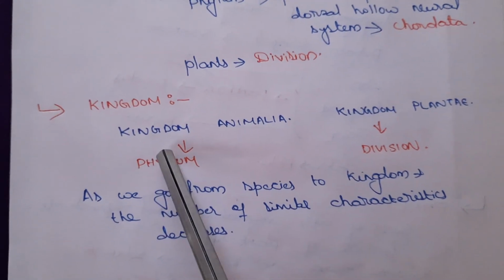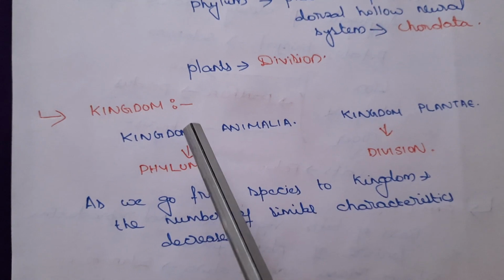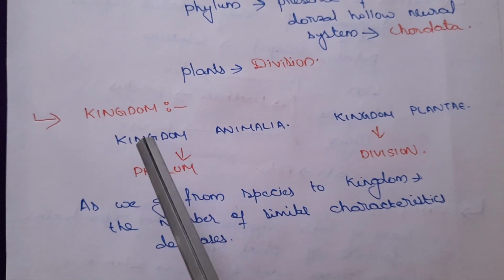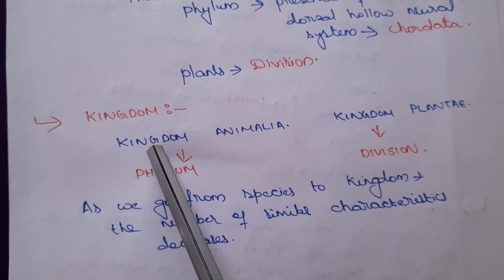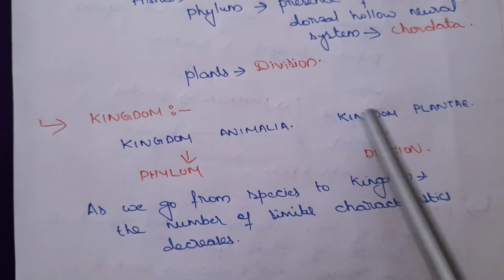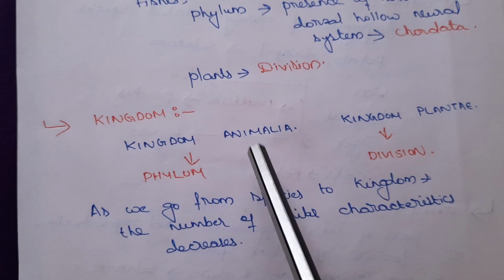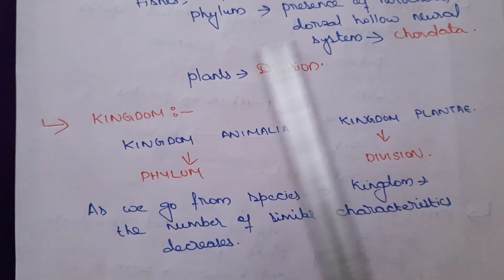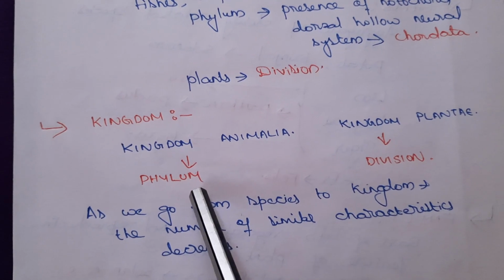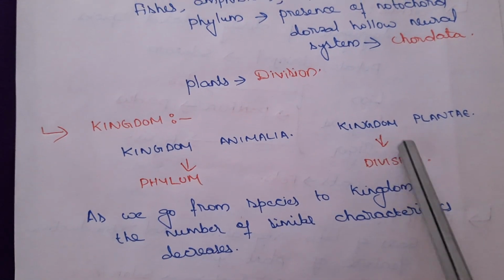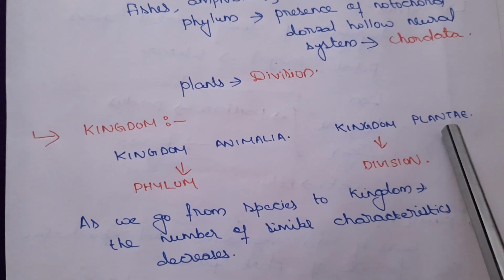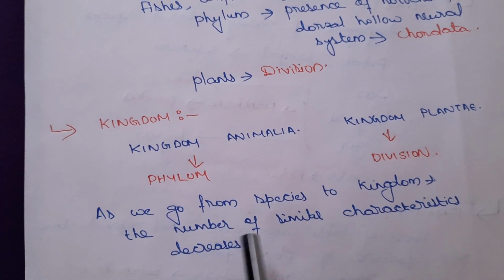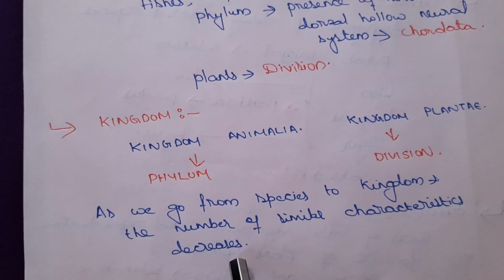Now, kingdom. So we know that there is a plant kingdom and an animal kingdom. We have different kingdoms. Basically, we will be learning here kingdom Animalia and kingdom Plantae. Kingdom Animalia means animal kingdom. Kingdom Plantae means plant kingdom. So a group of phyla will form the animal kingdom. A group of divisions will form the plant kingdom. Now, as I said already, as we go from species to kingdom, the number of similar characteristics will decrease.